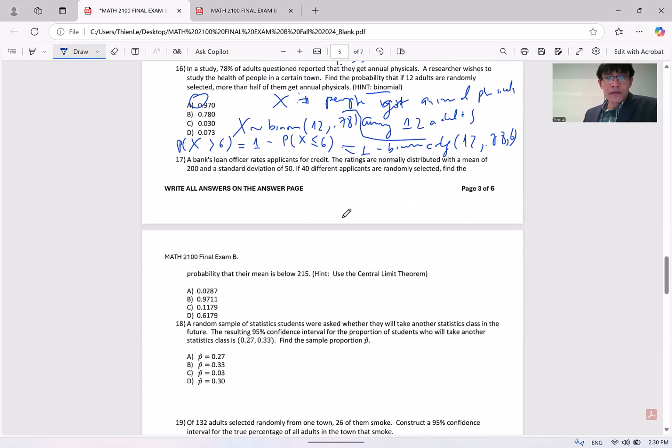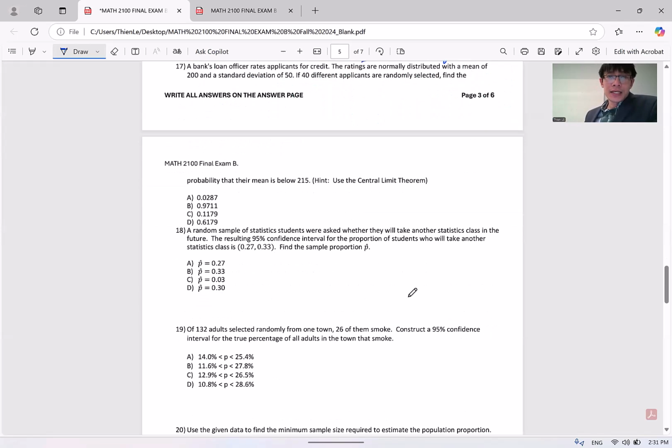A bank loan officer, 17, rates applicants for credit. The ratings are normally distributed with mean 200 and standard deviation 50. If 40 different applicants are randomly selected, find the probability that their mean is below 215. So here the hint is to use the central limit theorem. The credit score for each person will follow a normal distribution with mean 200 and standard deviation 50.